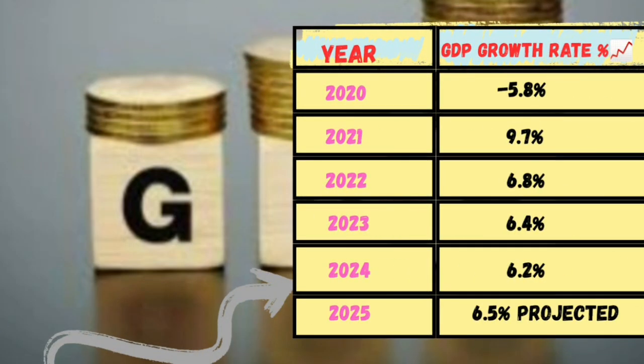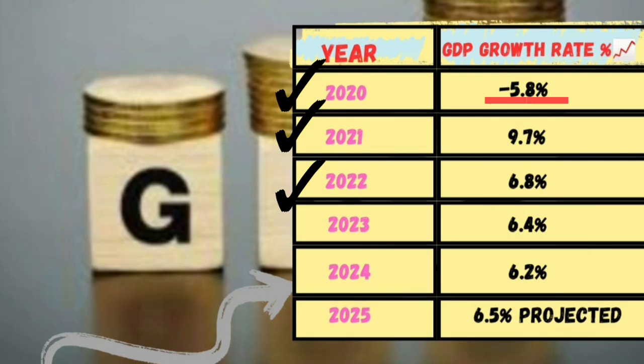On your screen, you will see the data of GDP growth rate of each year. In 2020, India's GDP growth rate was minus 5.8%, the most sharp decline in economic growth. And the reason is very simple: because of COVID-19. Although it rebounded to 9.7% in 2021, in 2022, it was 6.8%.